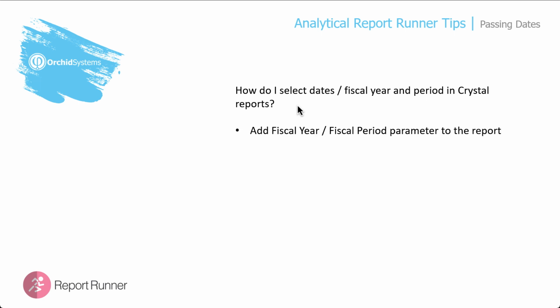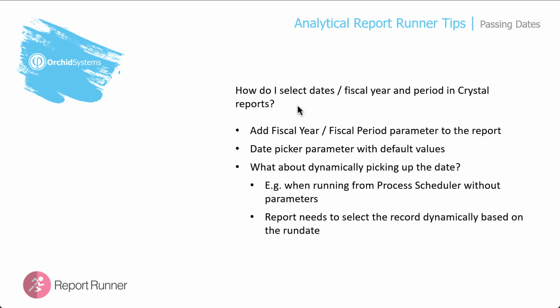Let's now have a look at dates and fiscal year, fiscal period in Crystal Reports. If the report has a fiscal year or fiscal period parameter, we can add this as a parameter where you can select your fiscal year and period when you run the report through Crystal Reports. If the report has a date parameter, we can add a date picker and we can set some default values.